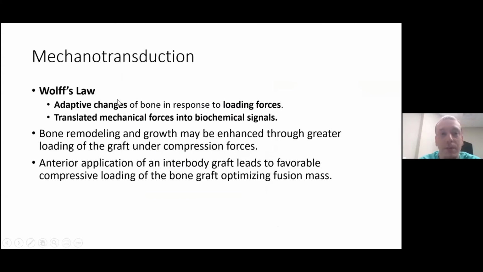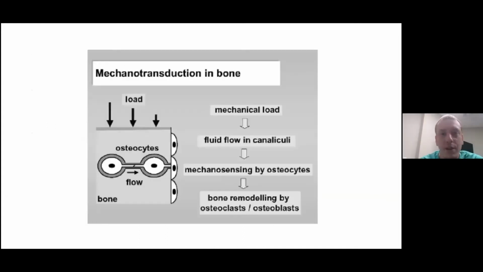Mechanotransduction basically talks about the adaptive changes of bone in response to loading forces. It translates mechanical forces into biochemical signals. It talks about how bone remodeling and growth may be enhanced by greater loading of the graft under compressive forces. There are some people who believe that anterior application of an interbody graft leads to favorable compressive loading that will lead to greater fusion. And here's an illustration just talking about the biology behind mechanotransduction.